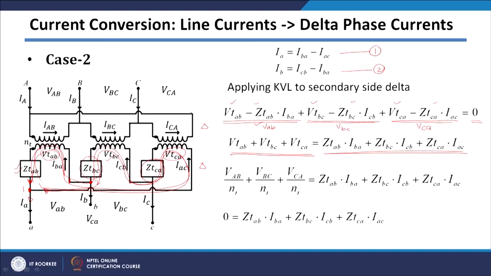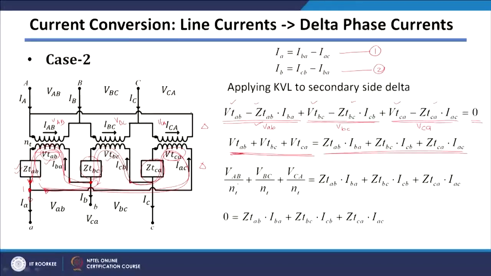Now, as I told you, these are terminal voltages or voltages across the winding. VAB voltage will be across this winding, VBC voltage will also be across this winding, and across this winding will be VCA on the primary side. On the secondary side it is VTAB, VTBC and VTCA, and VTAB and VAB are related by your turns ratio. I can say VTAB will be equal to VAB divided by NT, VTBC will be equal to VBC divided by NT, and VTCA will be equal to VCA divided by NT.